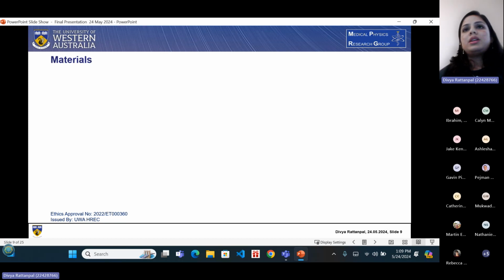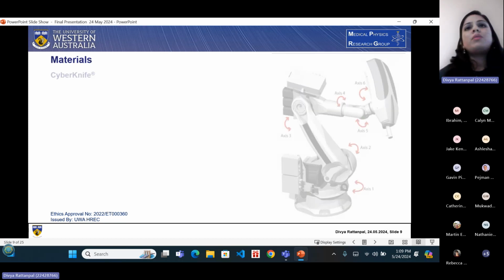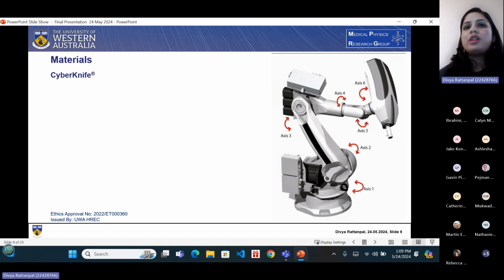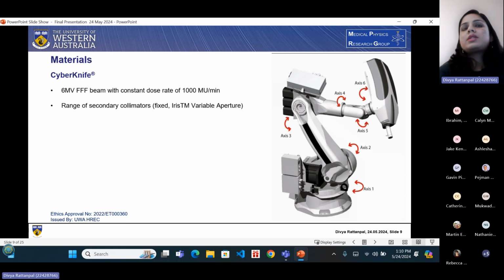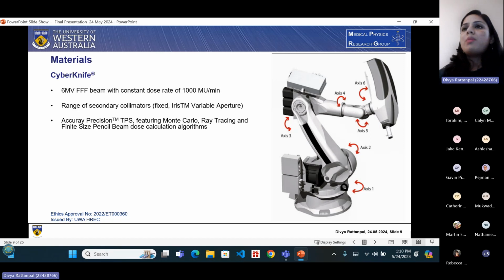All the plans for the study are from the CyberKnife system at Sir Charles Gairdner Hospital, and ethics has been approved by UWA HREC. The CyberKnife at Sir Charles Gairdner Hospital produces the 6 MV flattening filter-free beam with a constant dose rate of 1000 monitor units per minute, and it offers two types of secondary collimator, 12 fixed collimators and 12 Iris variable aperture collimators. And it is incorporated with the Accuray Precision treatment planning system.